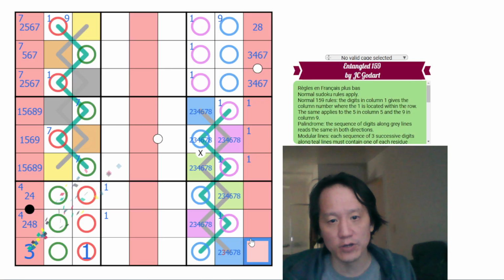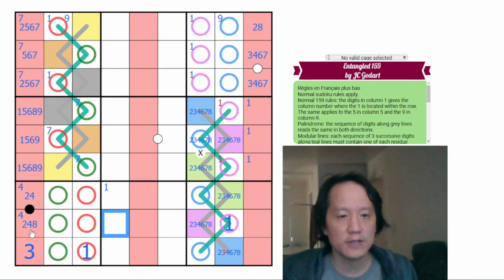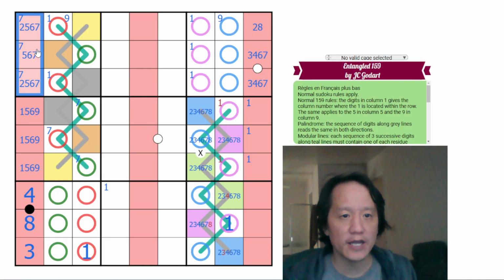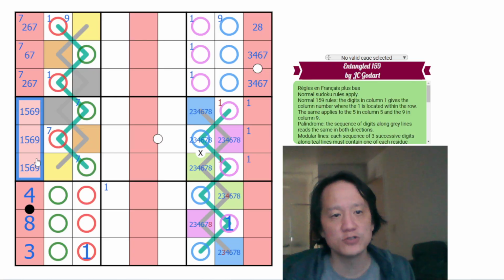So this can't be 1. This has to be 1. So yeah, we have the 3 in the corner. This has to be 8. This has to be 4 because this is 2. So since this cannot be 8, this is 2. It cannot have a 5 because it has to have one distinct modularity: 1 from 0, 1 from 1, 1 from 2. And 5 has modular 2, and 2 is modular 2, so that doesn't work. So this becomes 2, 6, 7.